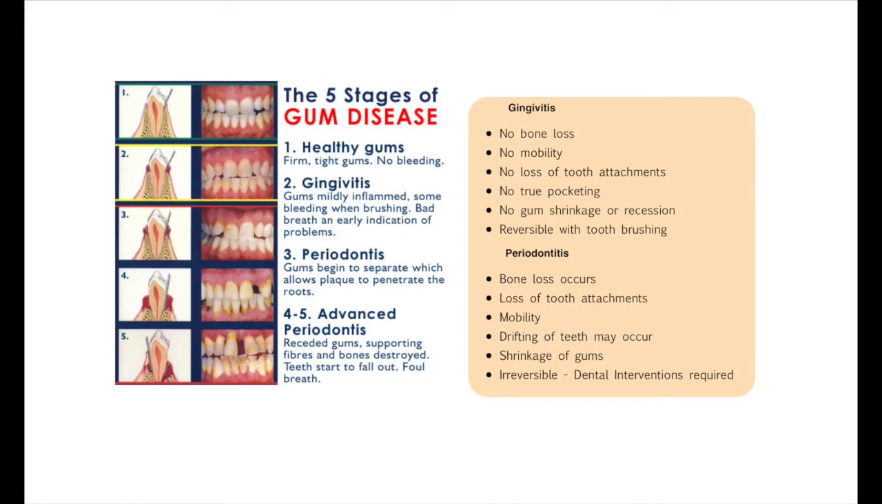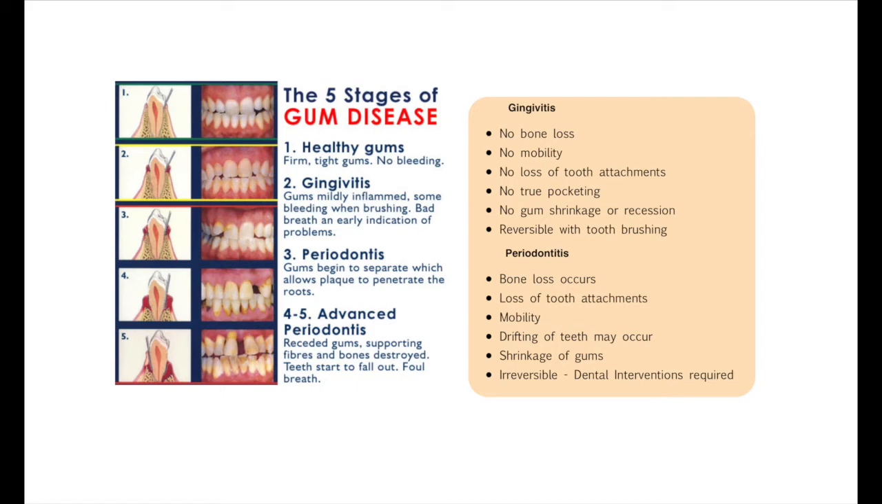This is reversible if treated with regular, effective brushing. If routines are not established, then the condition will progress to periodontitis. The gums begin to separate away from the tooth due to the inflammation, and plaque is able to penetrate to the roots and surrounding structures.